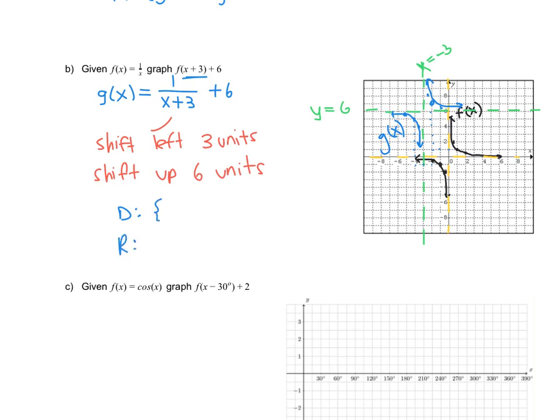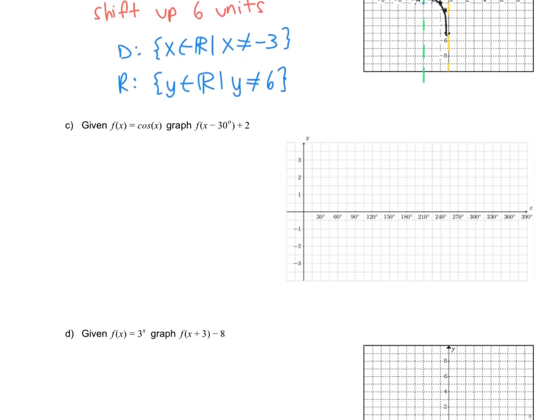Now for the domain, x can be absolutely anything except for -3 because we have that asymptote there. So that's the only thing we have to state. And same for the range, y can be anything except the asymptote, which is at 6. And there we are. Okay, let's move on to our cosine graph.